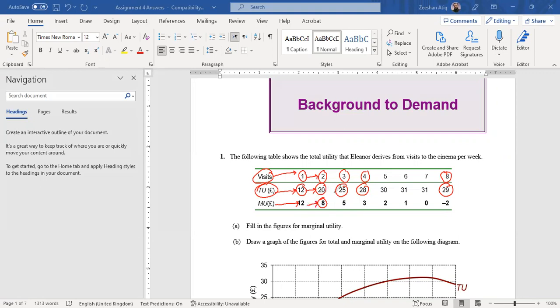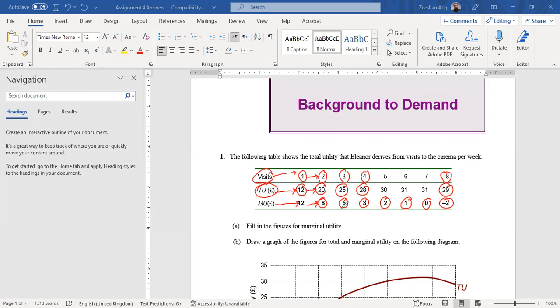From the second visit to the third visit, the total utility has increased from 20 to 25. So it means that the additional utility that you have got from the third visit is just 5. Similarly, from the fourth visit, it is 3. From the fifth visit, it is 2. And from the sixth visit, it is 1. From the seventh, it is 0. And from the eighth visit, you can see here, it is -2.